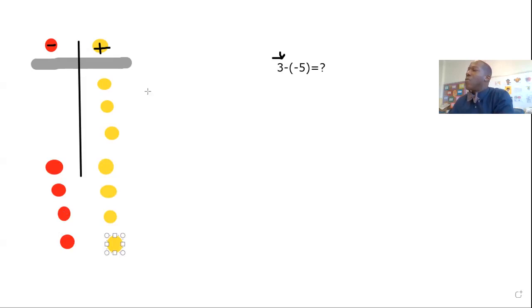1, 2, 3, 4, and I need 1 more. Red and yellow together, 0 pair. Wonderful job. Y'all are on it.